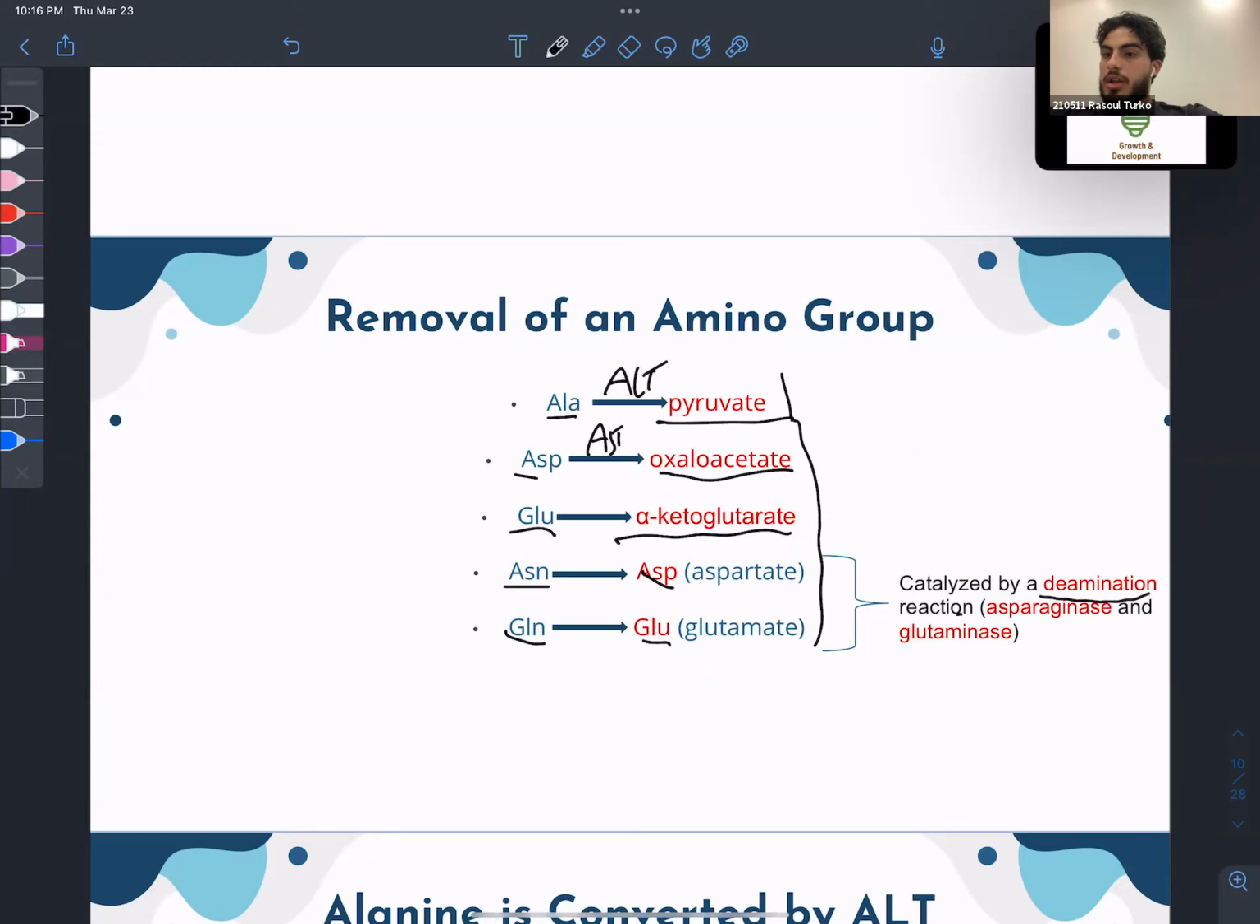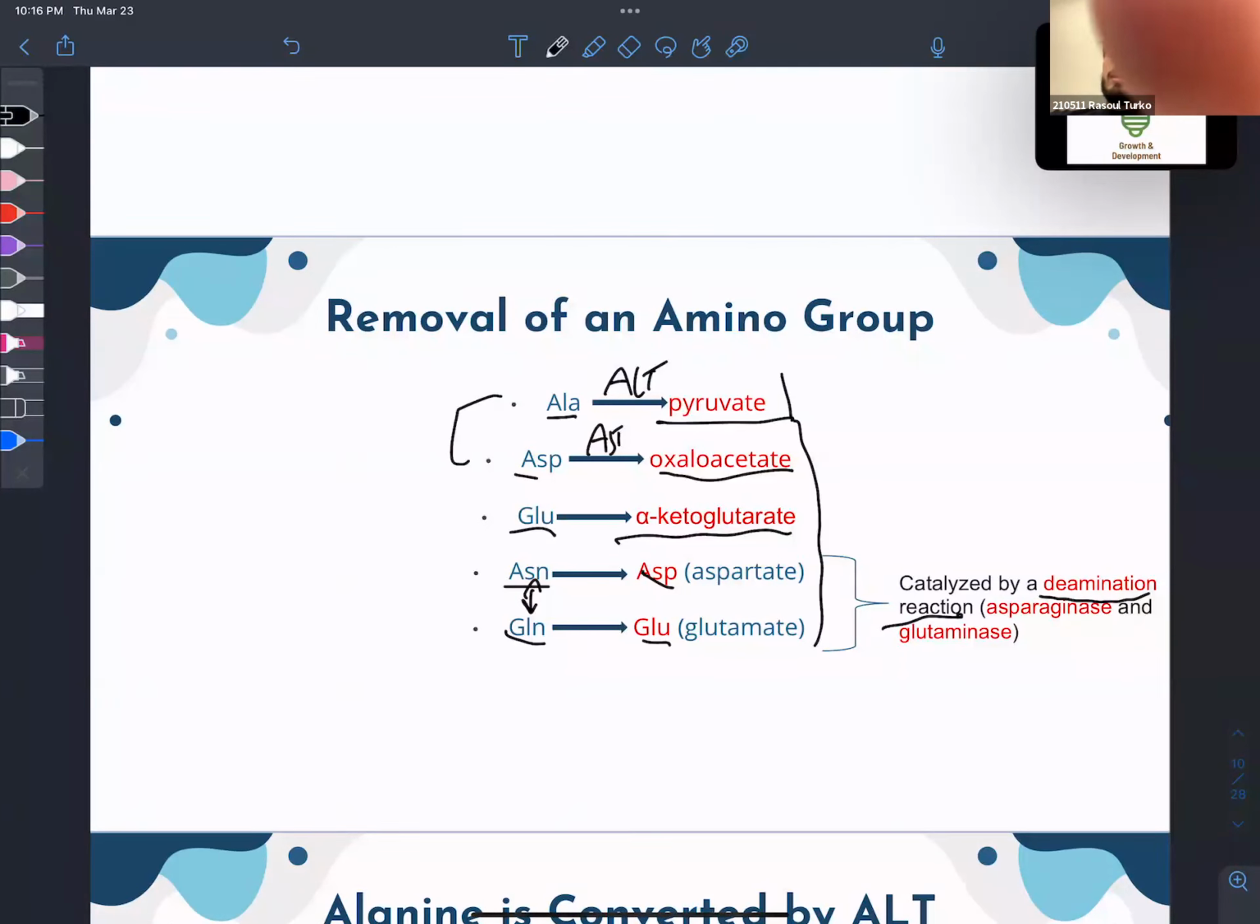Okay, so in an aminotransferase reaction, which happened up in alanine and aspartate, it's called aminotransferase because we transferred an amino group from one place to the other, from alanine somewhere else, which you will be talking about later. But in deamination, we had an asparagine or a glutamine, and we just took the amino group out.